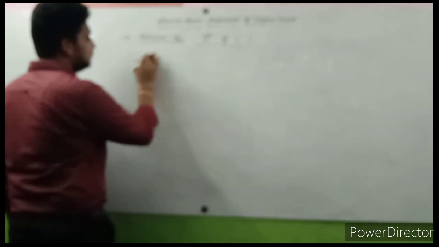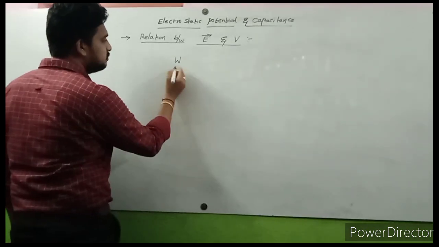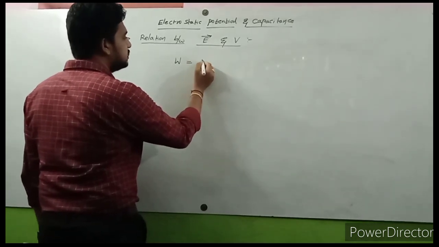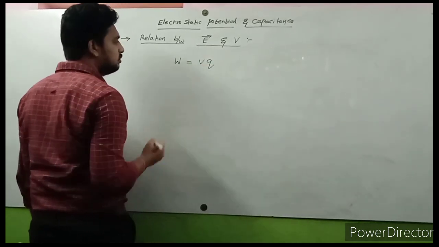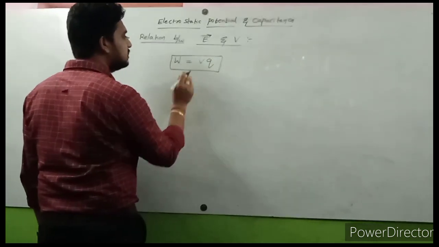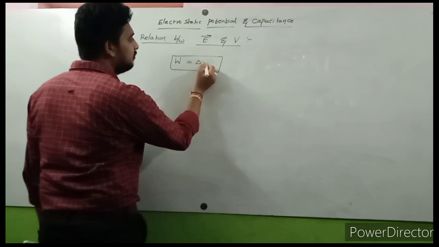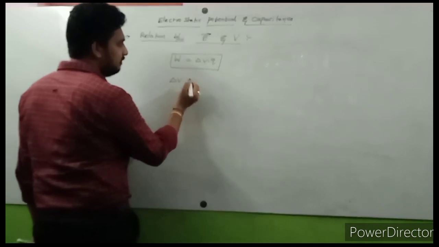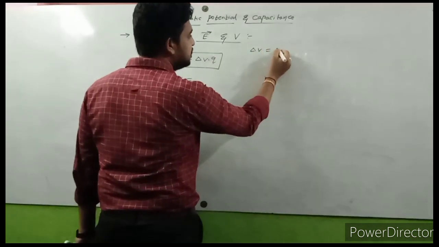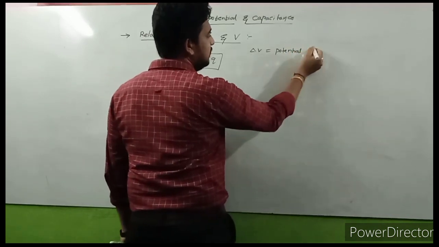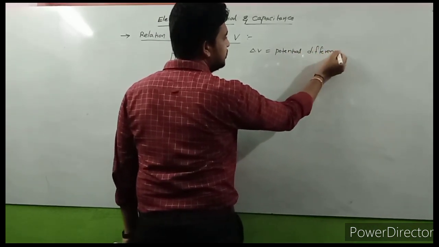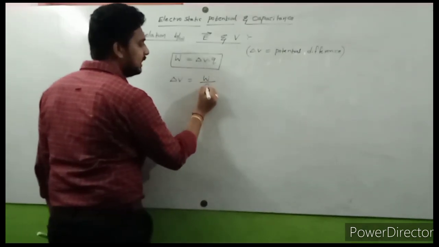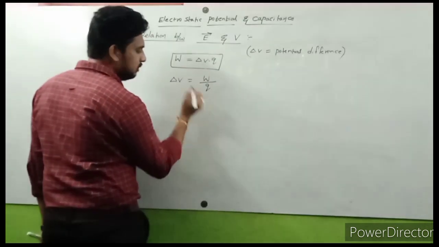You know that the work done formula is what? Work done is equal to W is equal to VQ. That means W is equal to delta V into Q, potential difference into Q. Delta V is nothing but the potential difference. Here delta V is equal to W by Q. So that is the work done formula.